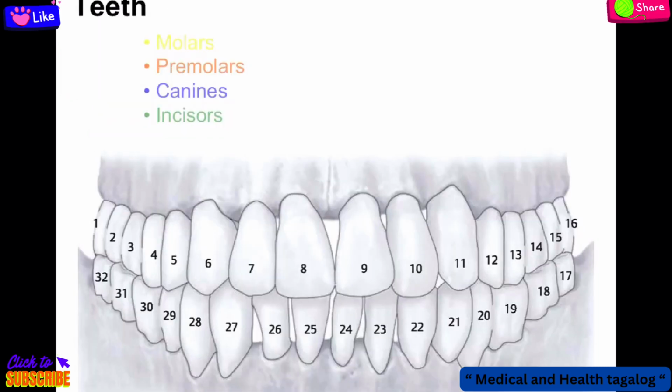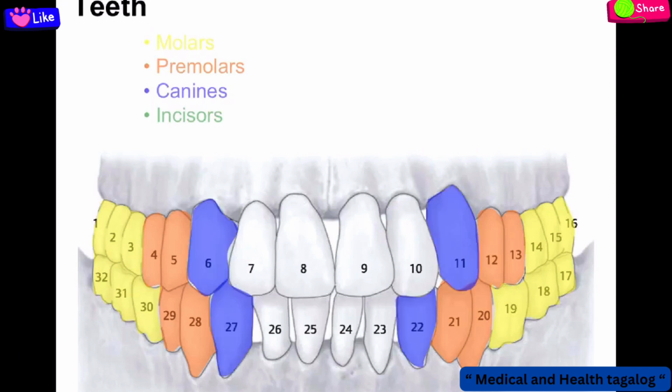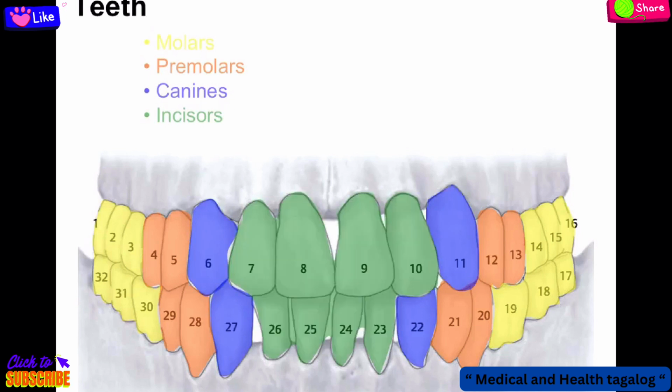Finally, teeth. Teeth are comprised of the following types. First are molars, comprising teeth 1, 2, 3 on the upper right side, then 14, 15, 16, upper left side, 17, 18, 19, lower left, 30, 31, 32, lower right. And then we've got our premolars, 4, 5, 12, 13, 20, 21, and 28, 29. And then our canines, teeth 6, 11, 22, and 27. And then finally our incisors, 7 through 10, 23 through 26. And there we have our teeth.